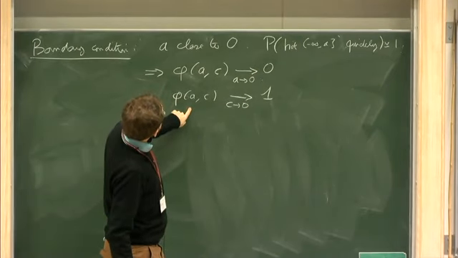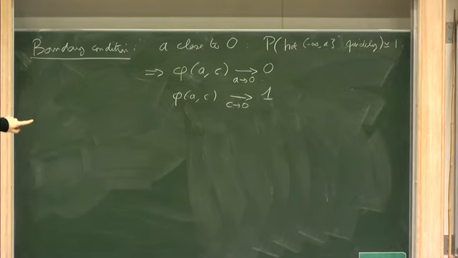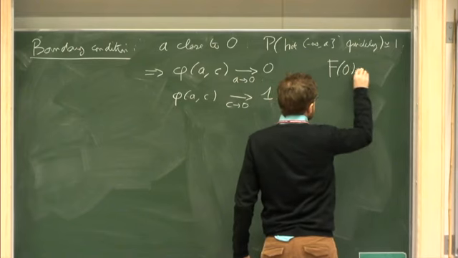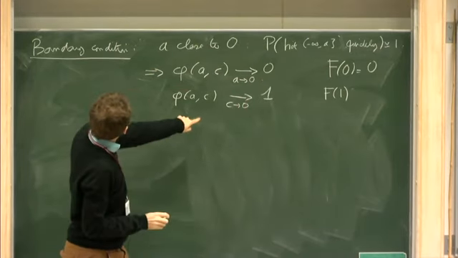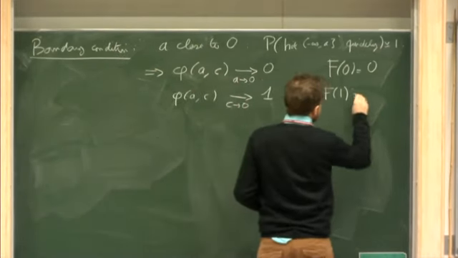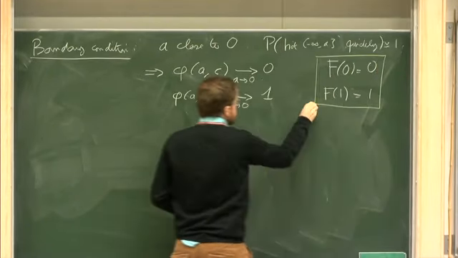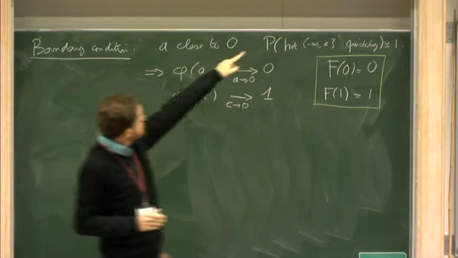So this is telling you that the boundary condition for F comes from this. If A goes to 0, the argument of F goes to 0. So this can be written as F of 0 is equal to 0, and F of 1, which is the limit when C goes to 0 here, is equal to 1. So this is the boundary condition that we want. Okay, so this is taking care of this bit here.